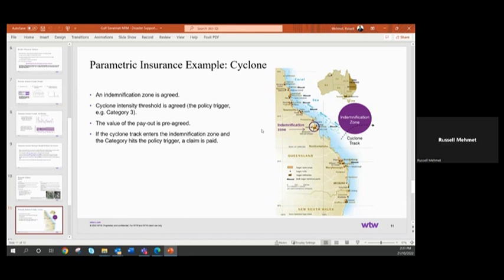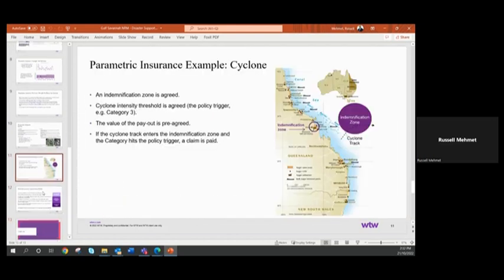If the eye of the cyclone enters that 50-kilometre radius, there's nothing to do with damage. The damage doesn't come into it. You presume they would have had damage, but that 50 kilometres doesn't have to be 50. It can be 100, which would be more expensive, or 200, and that's not an uncommon cover that's taken out these days.